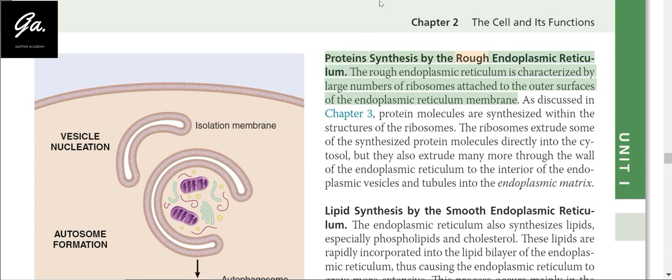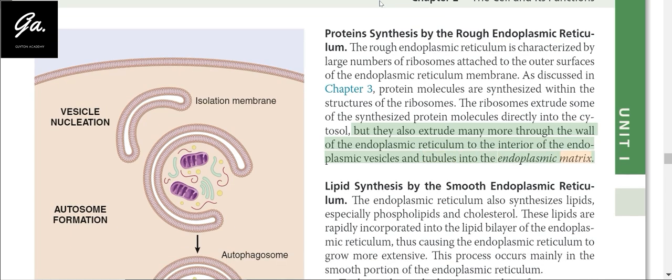Protein synthesis by the rough endoplasmic reticulum. The rough endoplasmic reticulum is characterized by large numbers of ribosomes attached to the outer surfaces of the endoplasmic reticulum membrane. As discussed in Chapter 3, protein molecules are synthesized within the structures of the ribosomes. The ribosomes extrude some of the synthesized protein molecules directly into the cytosol. But they also extrude many more through the wall of the endoplasmic reticulum to the interior of the endoplasmic vesicles and tubules into the endoplasmic matrix.